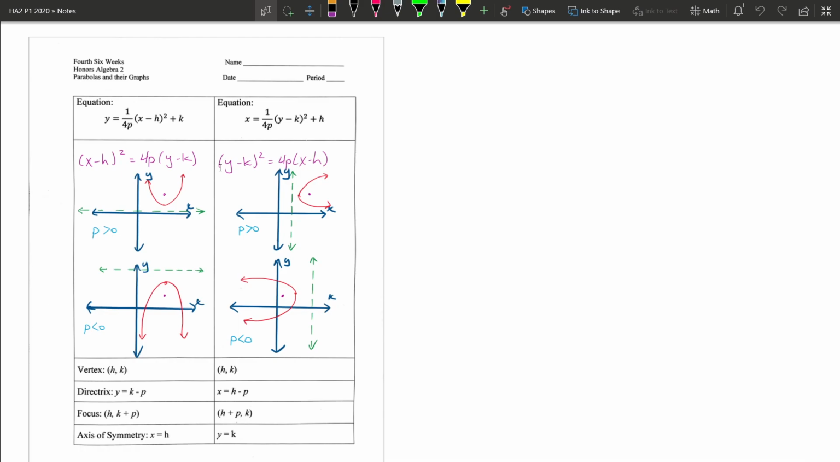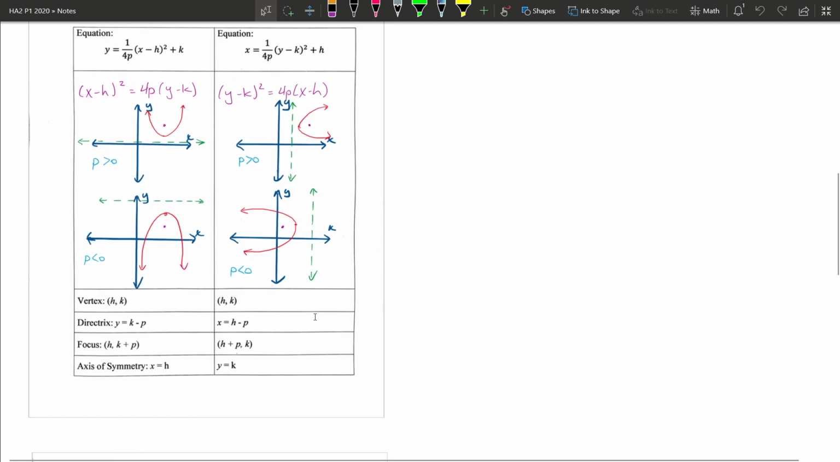Let's see. The p-value will determine if your parabola opens up or down or left or right. So for verticals, if your p is greater than 0, it opens up. Less than 0, opens down. That's pretty straightforward. We already knew that one. If it is a horizontal parabola, it opens to the right if p is greater than 0, and opens to the left if p is less than 0.